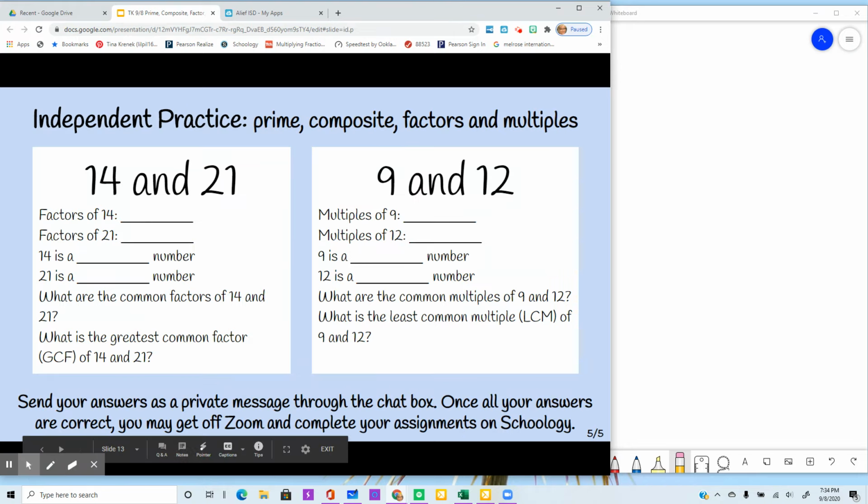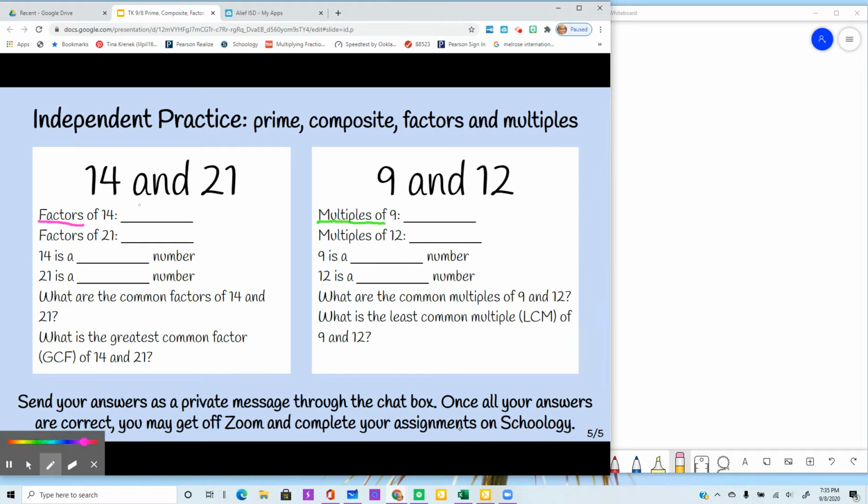Okay, your last assignment for today in your notebook is to identify whether these numbers are prime and composite. That's one thing. And then here you're going to list the factors for 14 and 21, whether it's prime or composite, what are the common factors. So here we're talking about factors. And then on the other side, we're talking about multiples.